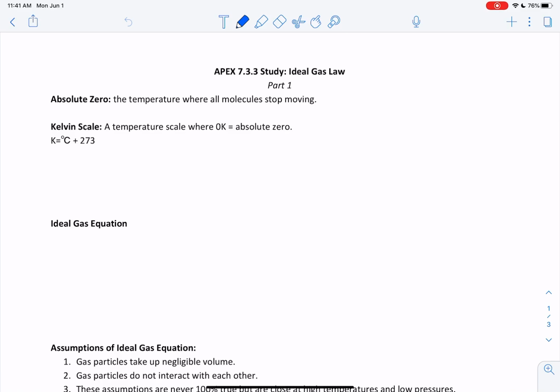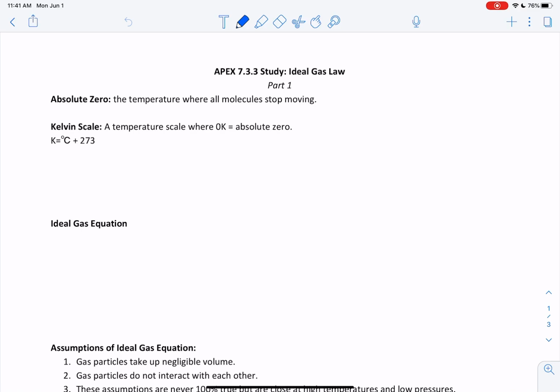Alright, let's get started. So, the first concept we need to understand is absolute zero. We always know that molecules are in motion. If it gets so cold that all molecules stop moving, that is called absolute zero. That is a very, very cold temperature, and it's so cold that scientists have never actually seen it before. But there is an idea that there is this very, very cold temperature where all molecules stop moving.